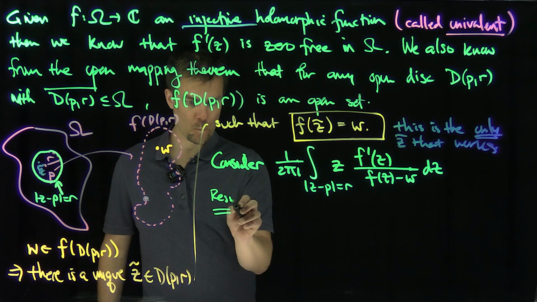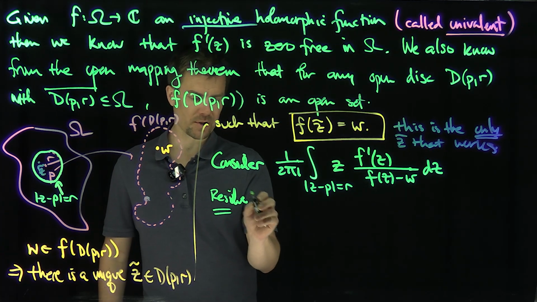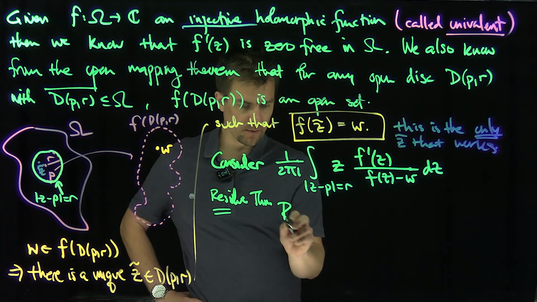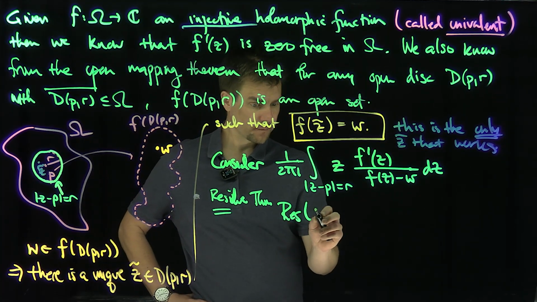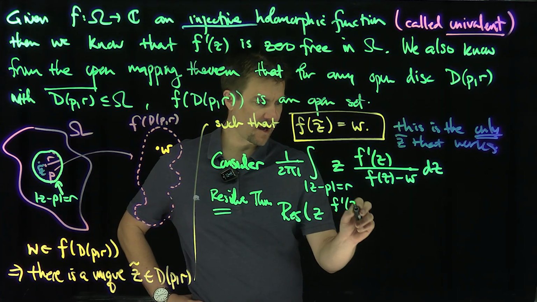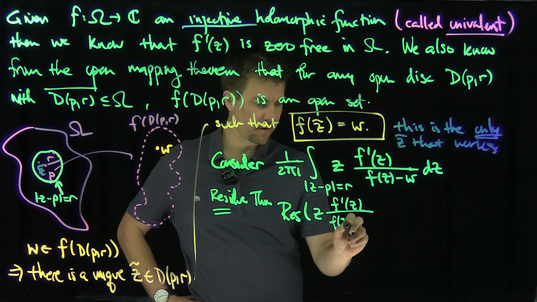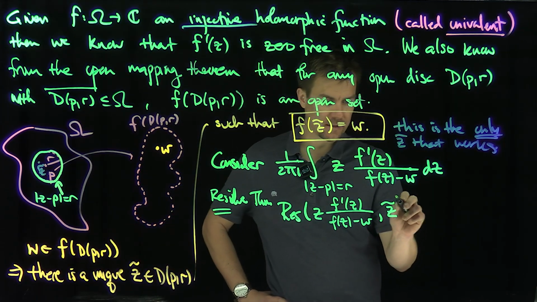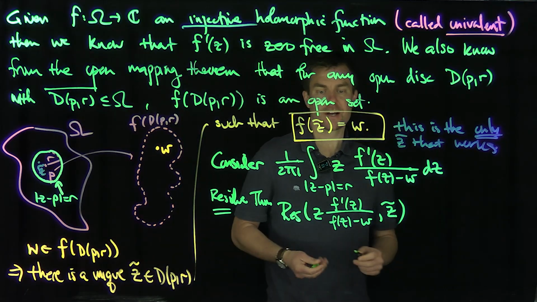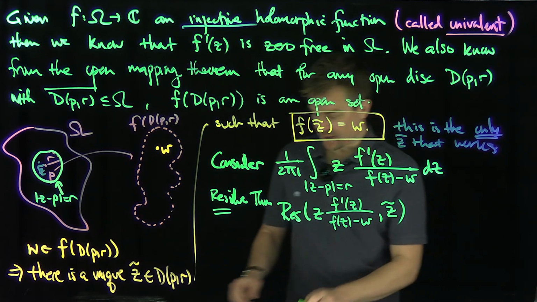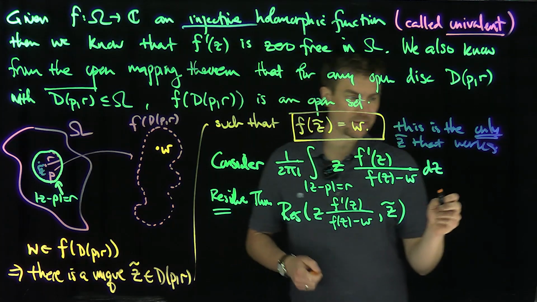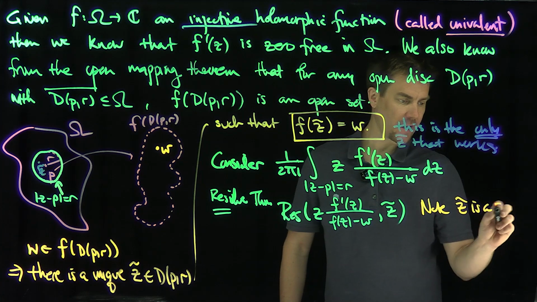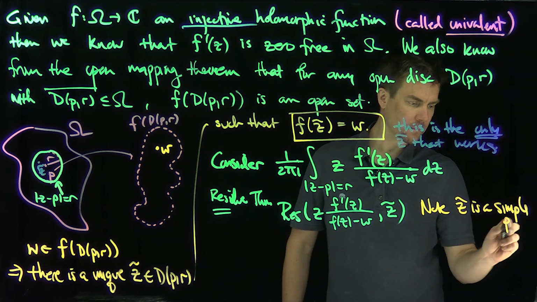Or use the argument principle, either one works. By the residue theorem, this is equal to the residue of z f prime of z over f of z minus w at what point? At the point z tilde, okay? And of course, since f prime can't be 0, this is a simple pole, right? So z tilde, note, z tilde is a simple pole.